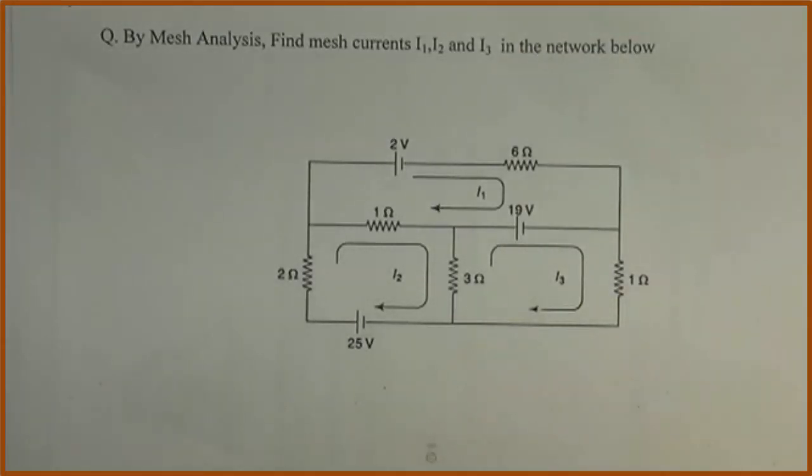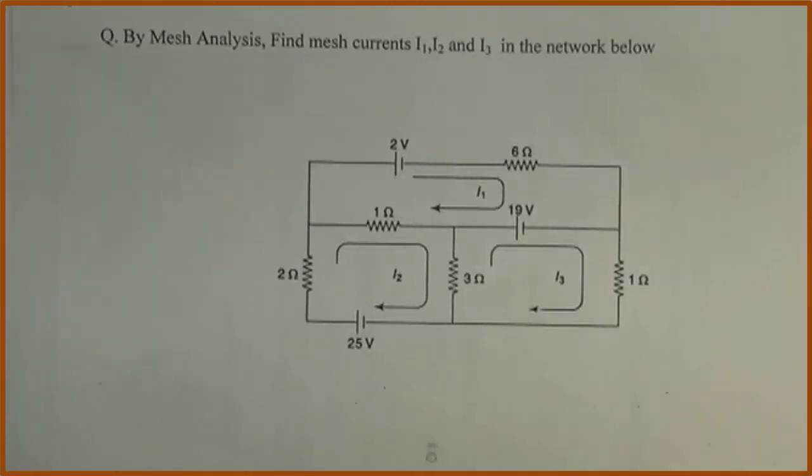In mesh analysis, we have to select loops or meshes for analysis of the problem. Kirchhoff's voltage law, that is KVL, is applied to each mesh in terms of mesh currents, and we write the equations in terms of unknown mesh currents. Once the mesh currents are known, the branch currents can be easily determined. To understand this mesh analysis technique, we will solve some numericals based on this method.